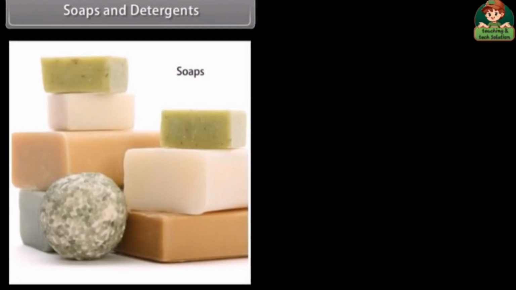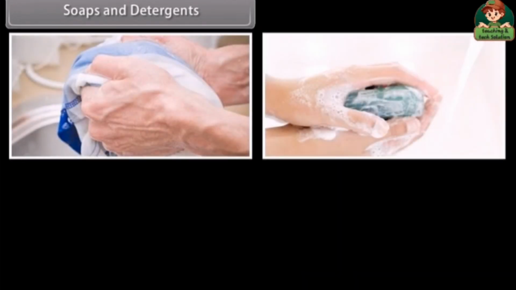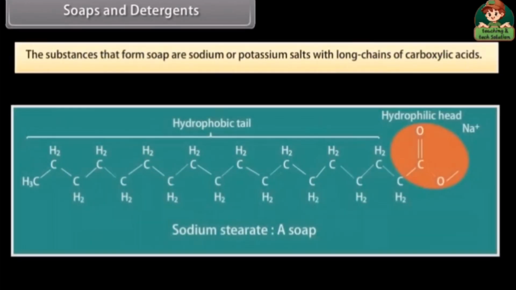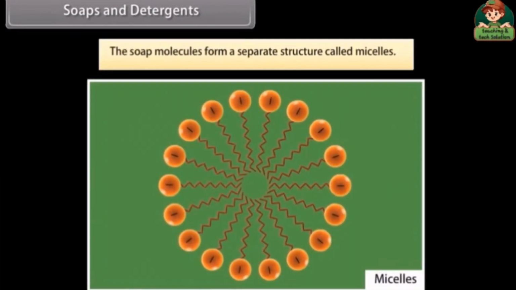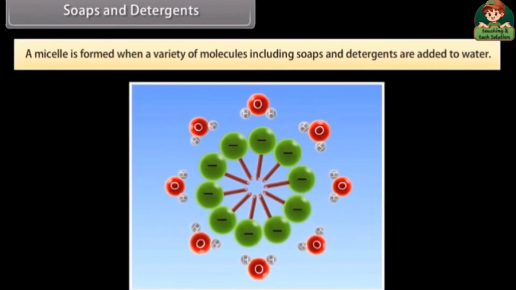Soaps and detergents. Soaps and detergents are used in our daily life to wash clothes, clean hands, clean utensils, etc. The substances that form soap are sodium or potassium salts of long-chain carboxylic acids. The soap molecules form a separate structure called micelles. A micelle is formed when a variety of molecules, including soaps and detergents, are added to water.